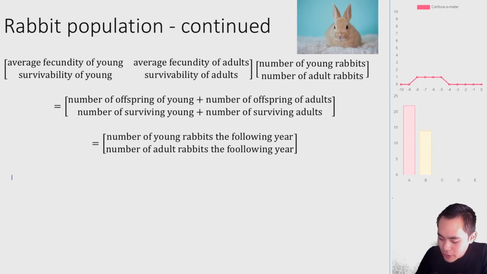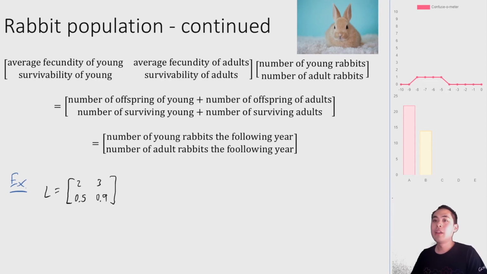So let's suppose that we had a Leslie matrix, which is going to be equal to, let's say, 2, 3, 0.5, and 0.9. So what we're saying here is that the average number of offspring for a young rabbit is 2, whereas the average number of offspring for an adult rabbit is 3, and that young rabbits have only a 0.5 chance of surviving, but an adult rabbit has a 0.9 chance of surviving.